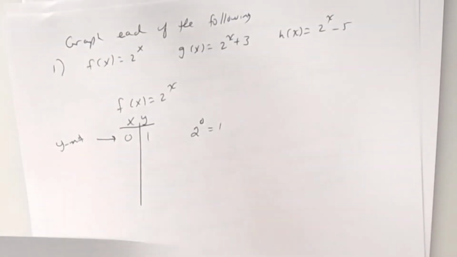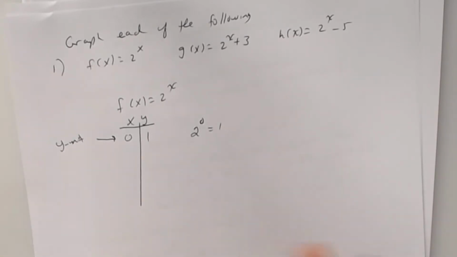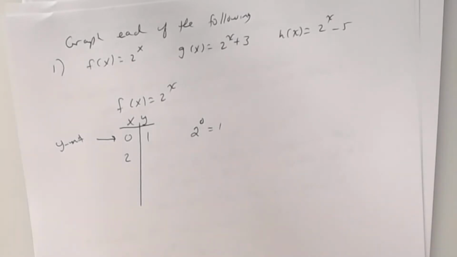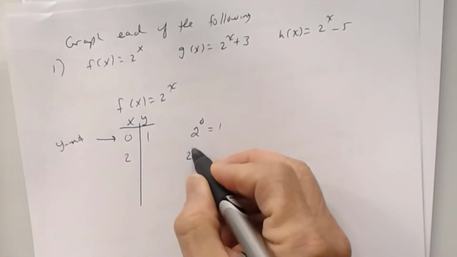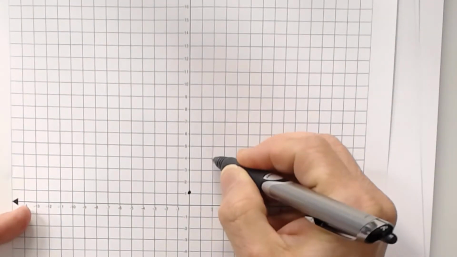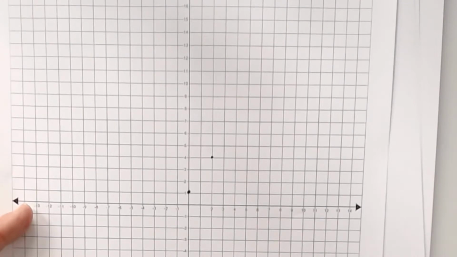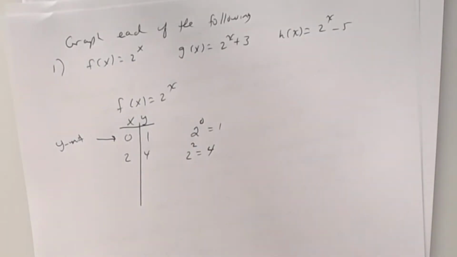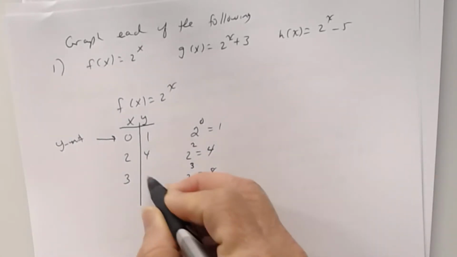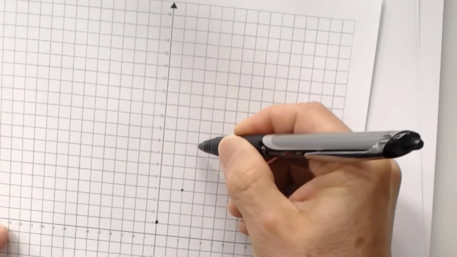All right, now let's go ahead and let x be 2. What you want to do with some of these situations is let x be positive numbers and let x be negative numbers. So let x be 2. See what happens. Remember the domain's any real number, negative infinity to infinity. So when x is 2, I get 2 squared, which is 4. So I get (2, 4) right here. If x is, let's say, 3, I get 2 cubed, which is 8. (3, 8) right here.